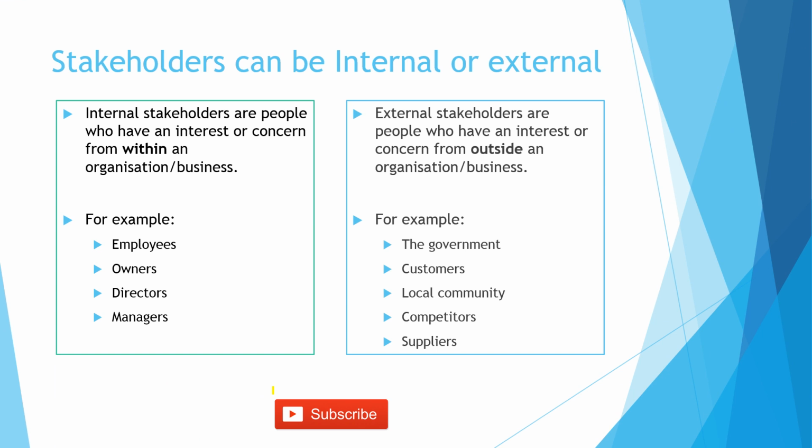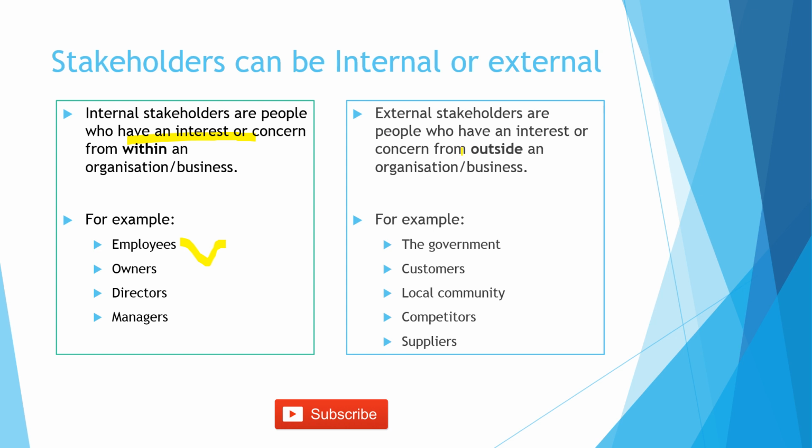There are internal or external stakeholders. So we could segment the stakeholders into two categories, external and internal. Internal stakeholders are people who have an interest or concern from within an organization. So these are people that are within a business, people that work for us, people that are from the business. For example, the employees, the owners, directors, managers, these are all your internal stakeholders.